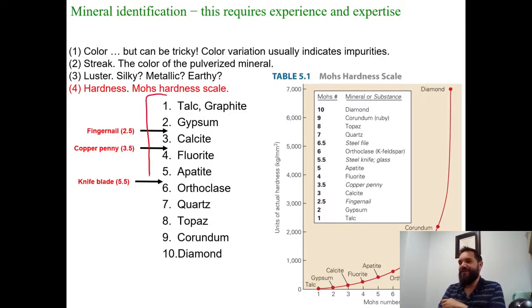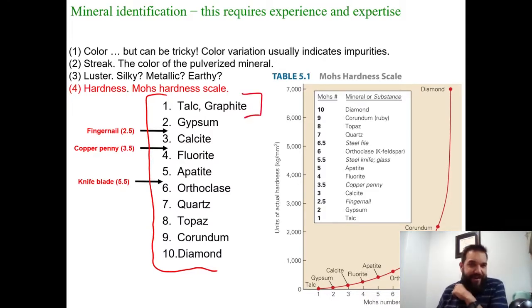So anyway, here's your list of the Mohs hardness scale. So like I said, we classify hardness according to a scale of 1 through 10 called the Mohs hardness scale. Talc and graphite are the softest. Graphite, have you ever heard of that? That's your pencil lead. That's the stuff that's in your pencil that you're rubbing onto your paper, and it's so soft that it scratches onto your paper.